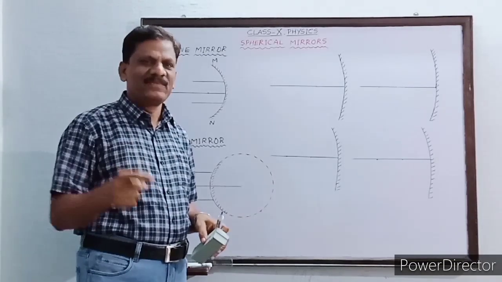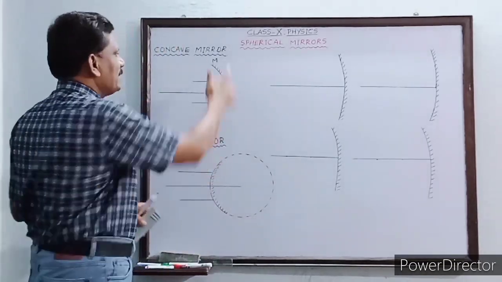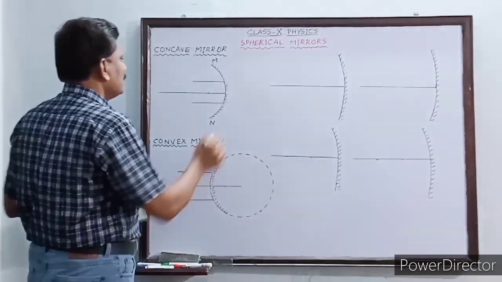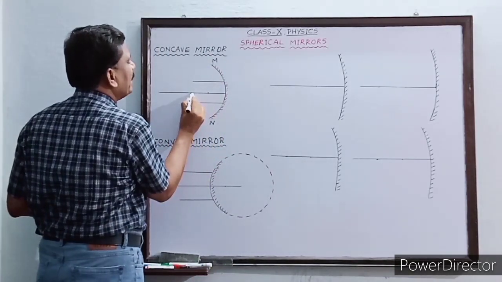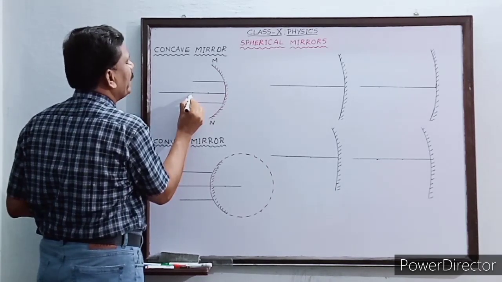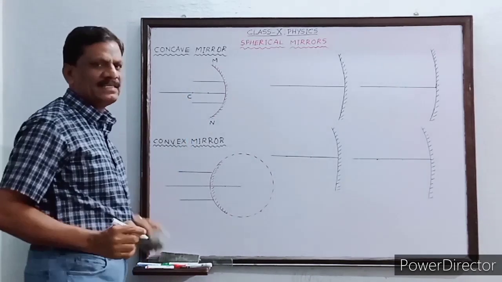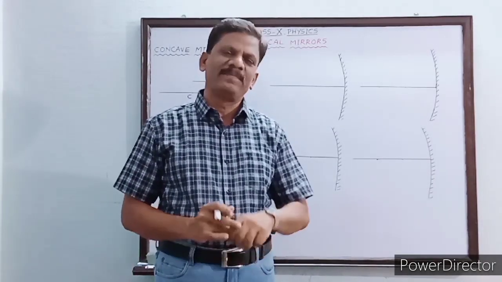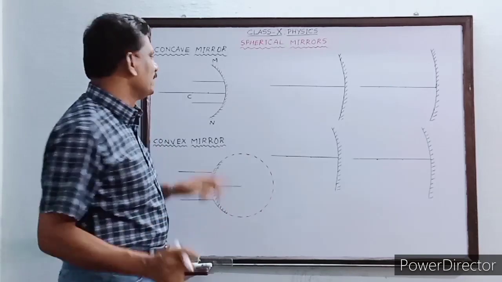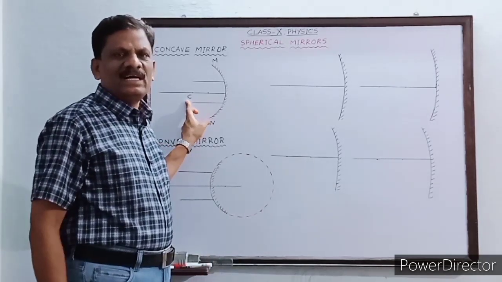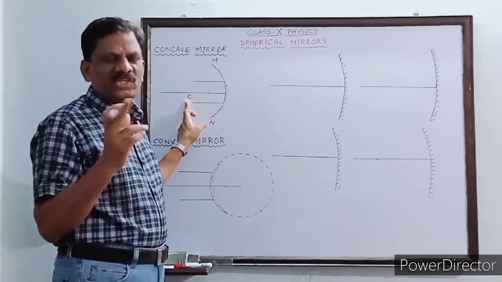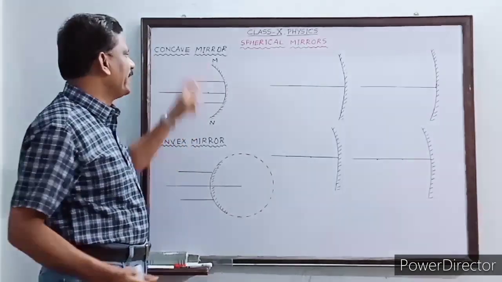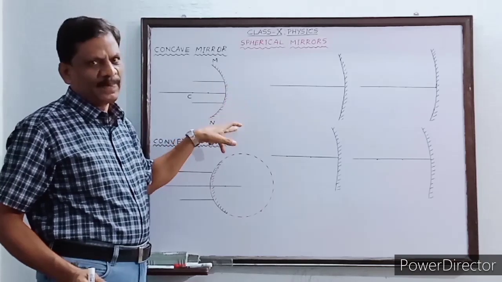Have you got the curve? Okay, so this is MN, which is a part of a sphere. And the sphere will have a geometric center denoted by C. This point C is called the center of curvature of the mirror. So the center of curvature is denoted by C, and it is defined as the geometric center of the sphere, out of which the concave mirror becomes a part.